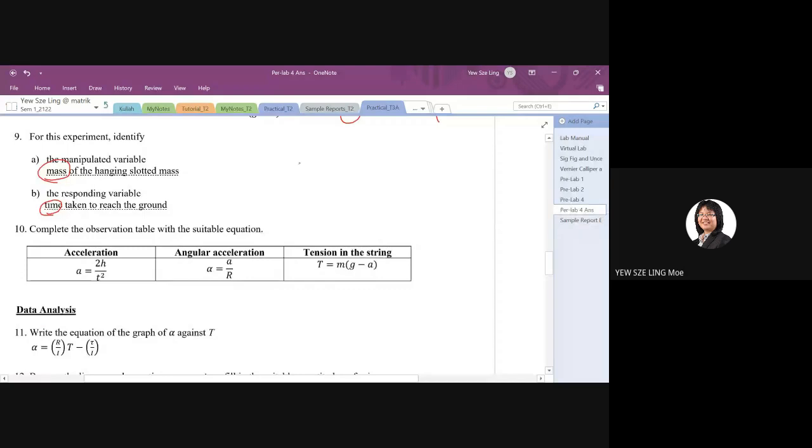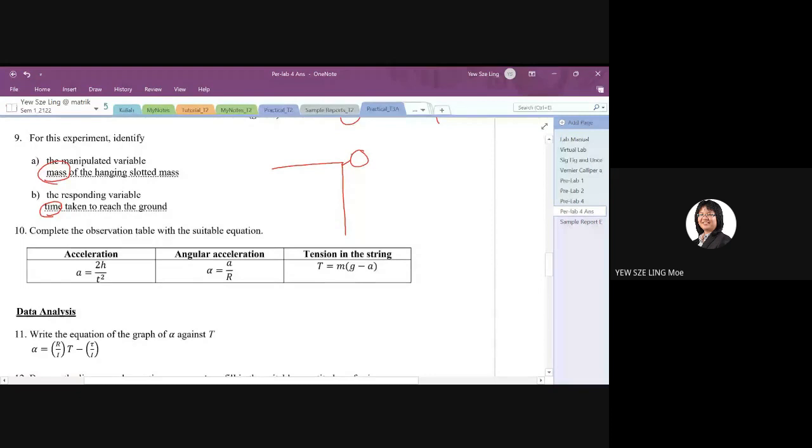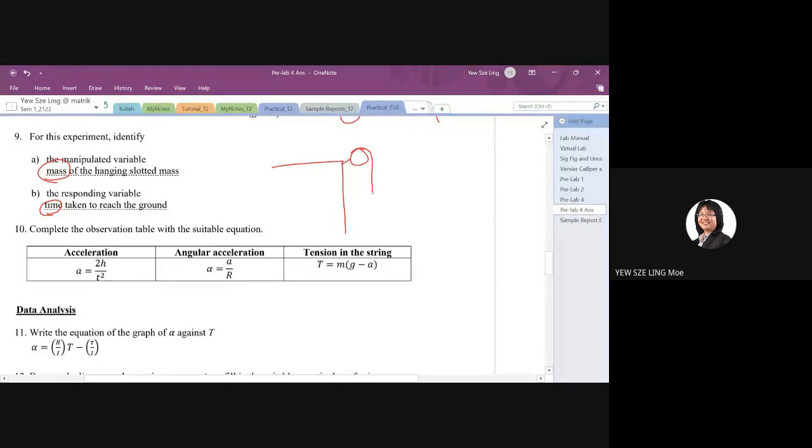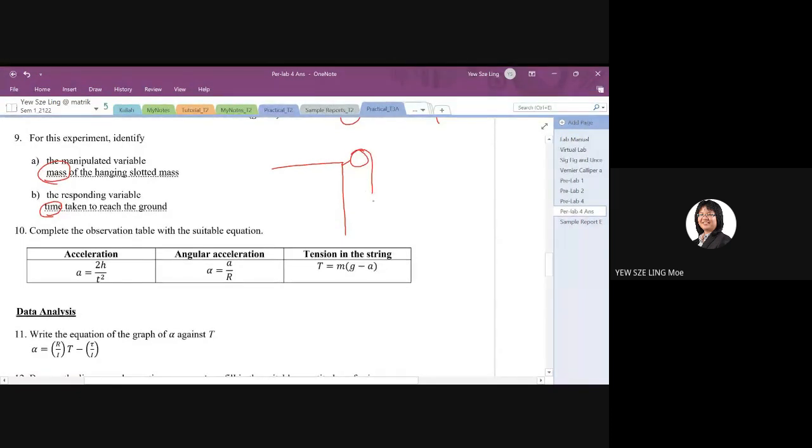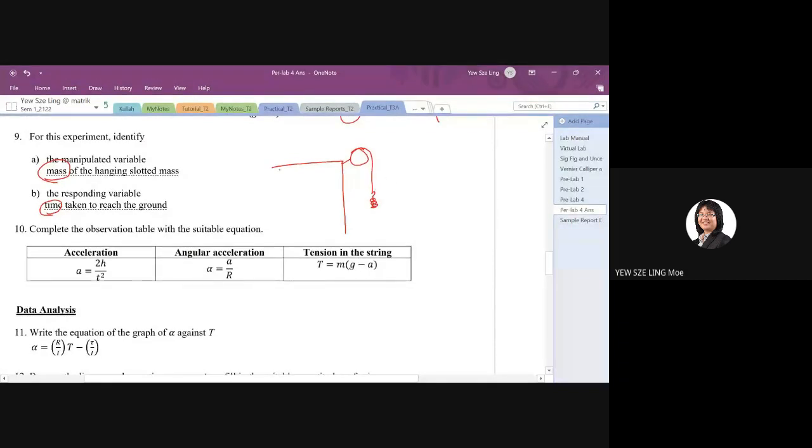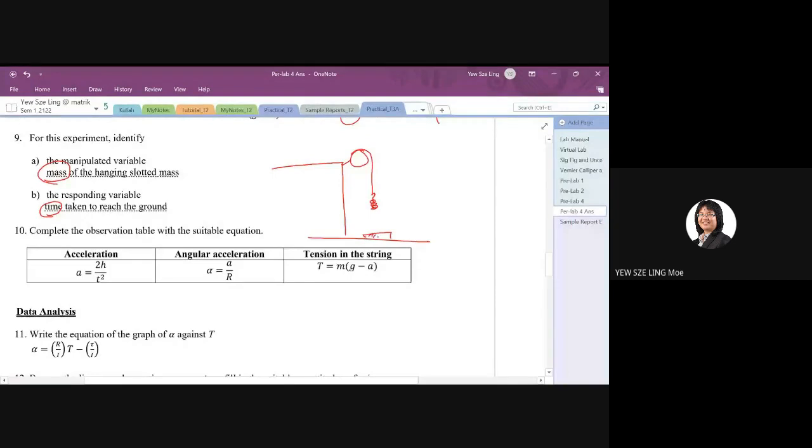The experiment that you are doing is something very simple. So here you have a flywheel. What happens here? Now you hang the mass. This is your slotted mass. You use different masses and then you record the time for it to fall down, until it hits the soft board here.